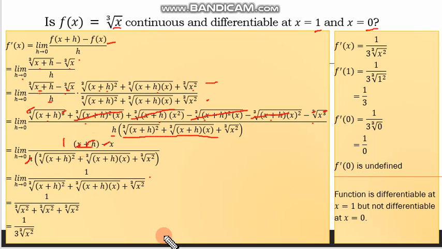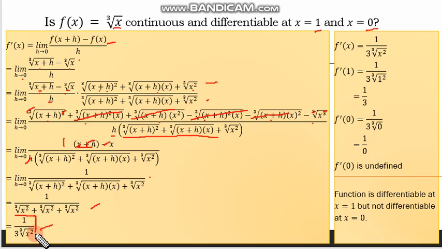Thus, 1 over the cube root of x plus h squared plus the cube root of x plus h times x plus the cube root of x squared. Next, you plug in the value of 0 for h. So the result is 1 over the cube root of x squared plus the cube root of x squared plus the cube root of x squared. And the answer is 1 over 3 times the cube root of x squared.